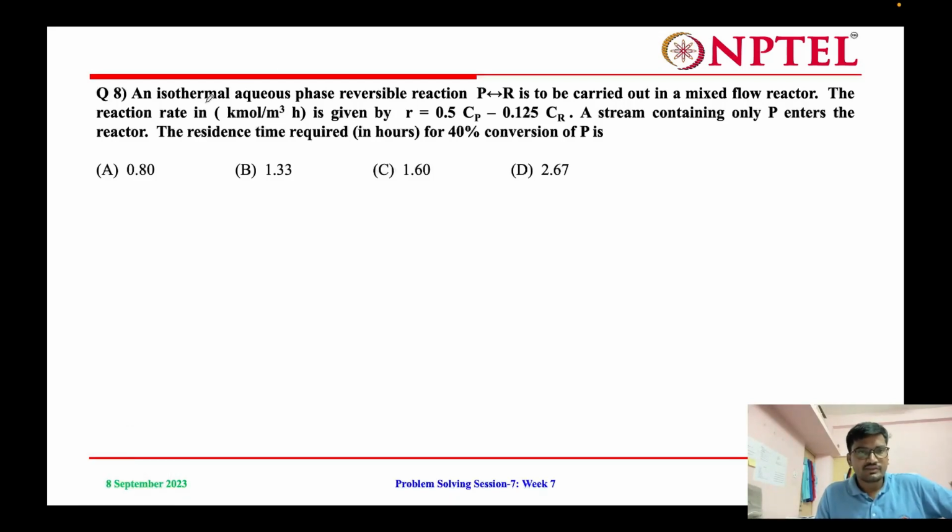Question number 8. An isothermal aqueous phase reversible reaction P gives R, and R gives P, is to be carried out in a mixed flow reactor. The reaction rate in kilomole per meter cube per hour is given by r equal to 0.5 Cp minus 0.125 Cr. A stream containing only P enters the reactor. The residence time required in hours for 40% conversion of P is?